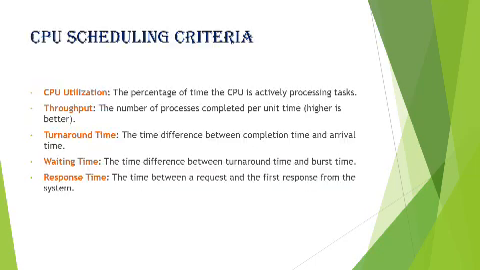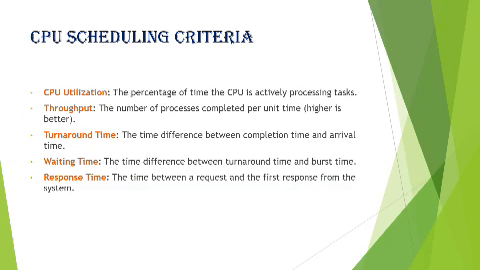Next we have various CPU scheduling criteria: CPU utilization, throughput, turnaround time, waiting time and response time. CPU utilization is nothing but the percentage of time the CPU is actively processing tasks. If the CPU is continuously performing tasks, the utilization of the CPU is very high and the efficiency is also very high. Throughput is defined as the number of processes completed per unit time. The higher the number of processes completed, the higher the throughput. In a particular time the CPU executes n number of tasks, which increases the throughput and efficiency.